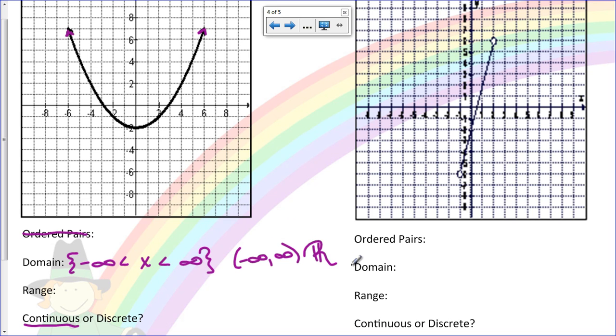All three of these notations work. All three are acceptable. They all mean the same thing. It just depends on what you're most comfortable with. So now let's do the range.